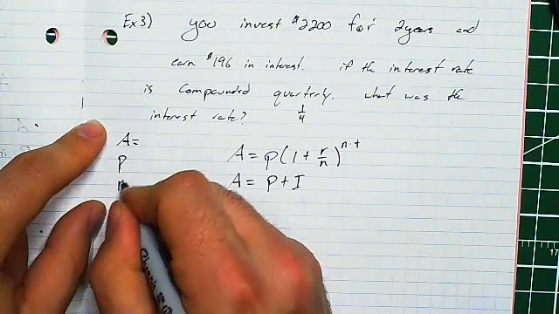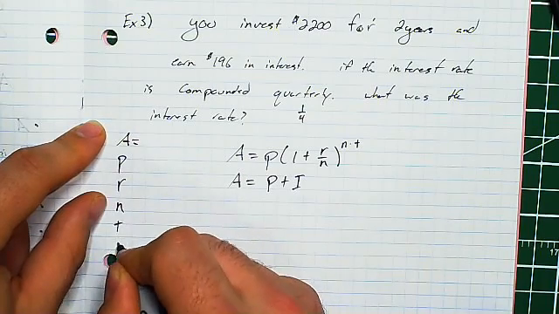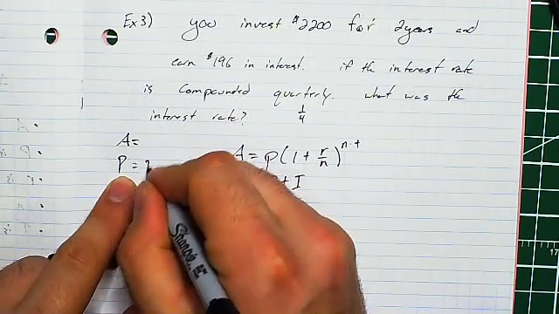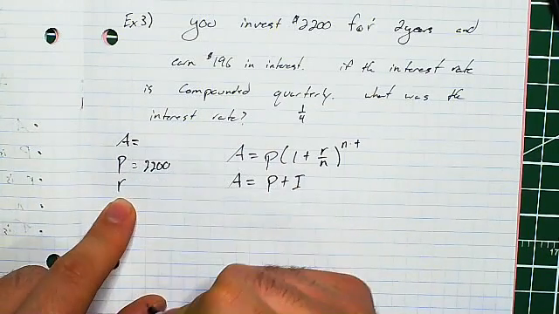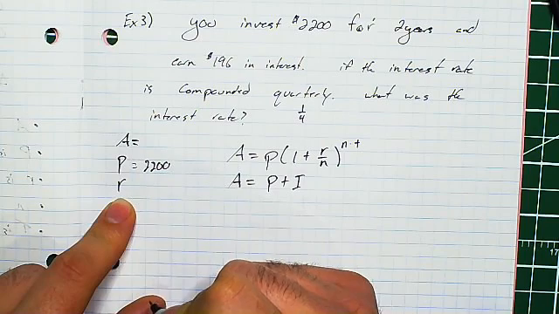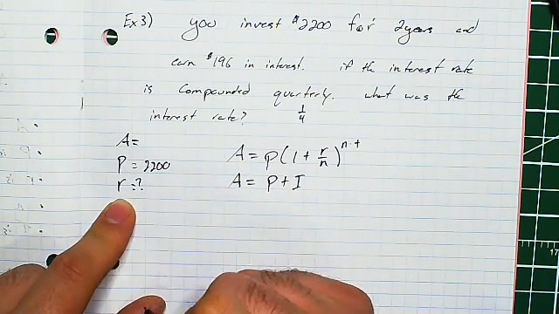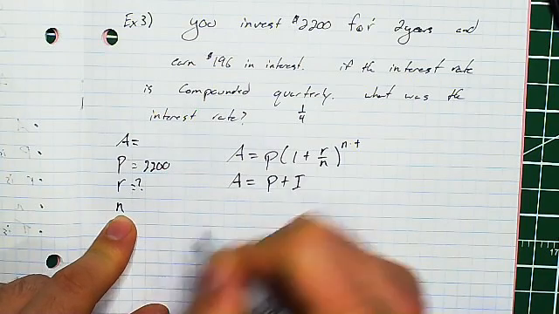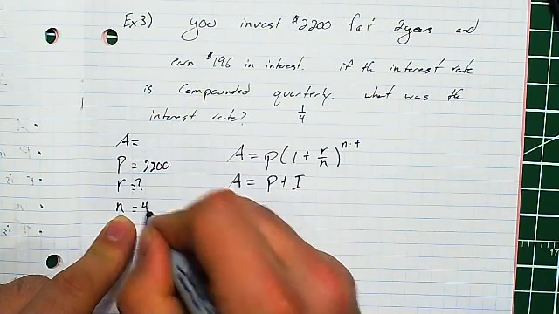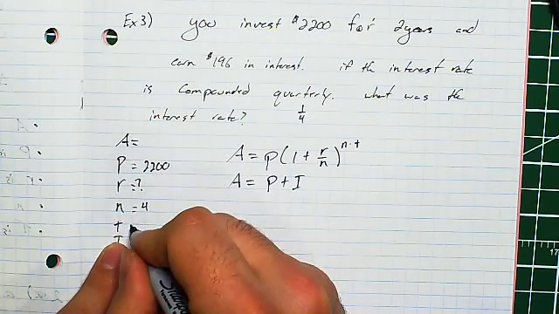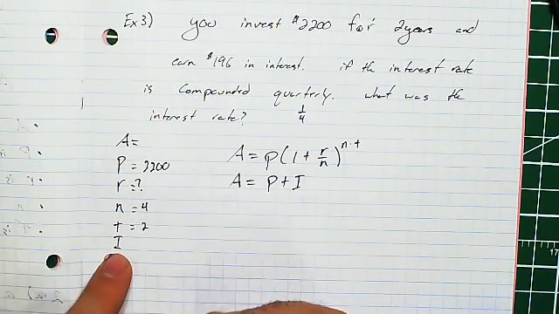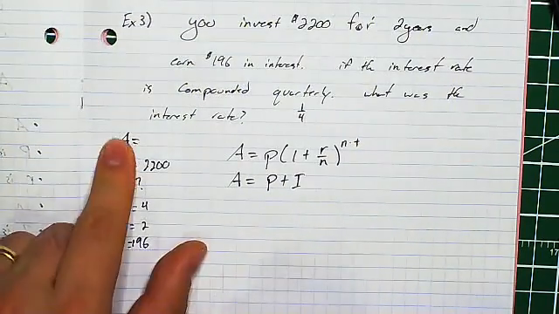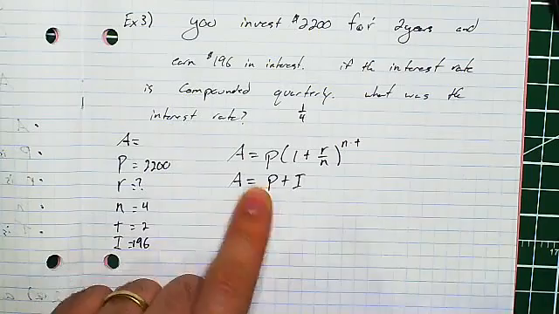So we're going to fill everything in first. A, P, r, n, t, and I. We know the principal was $2,200. We know the rate. Actually, we do not know the rate. We've got to figure that out. We know that n, which is the occurrence, would be quarterly, which means it's going to occur 4 times per year. And t is the number of years, we know is 2.